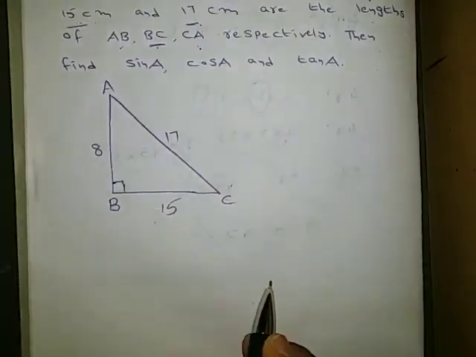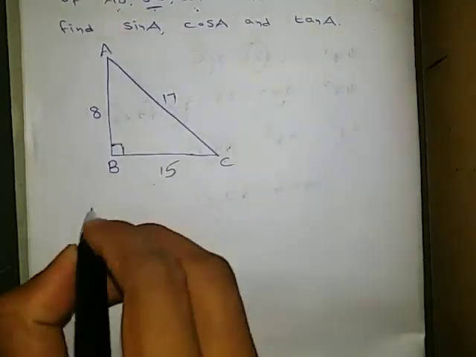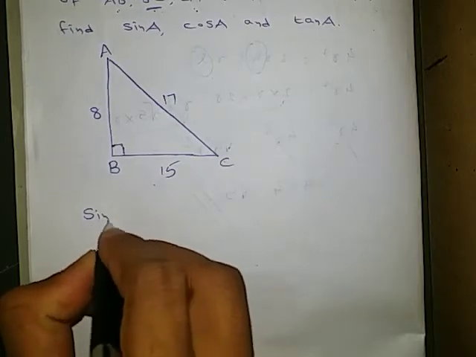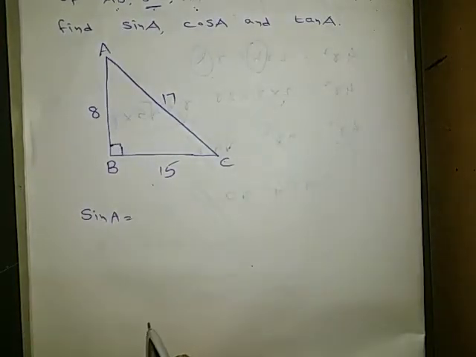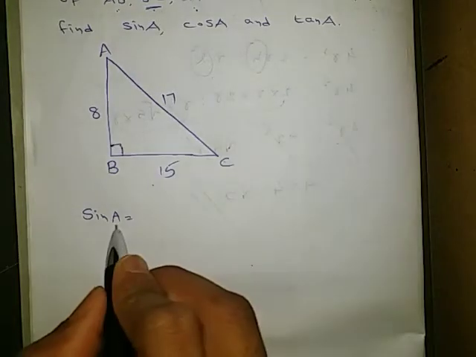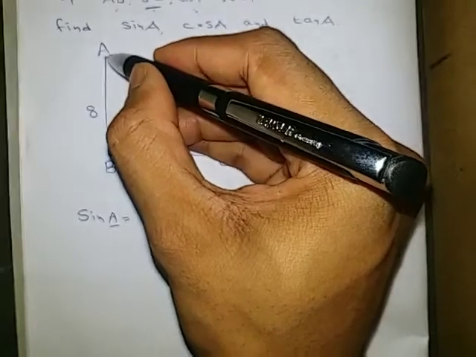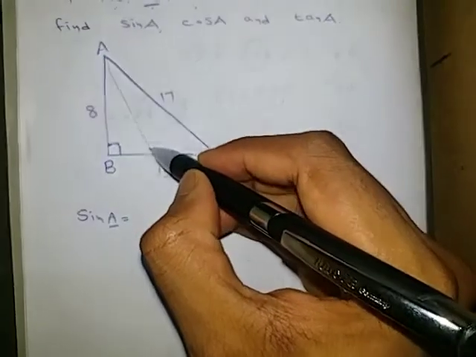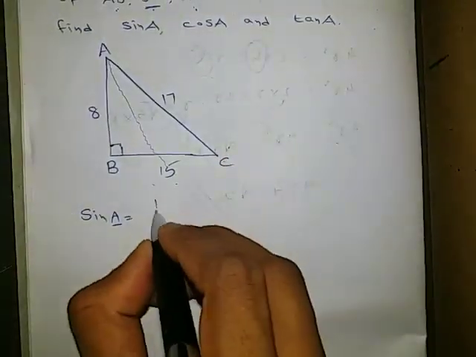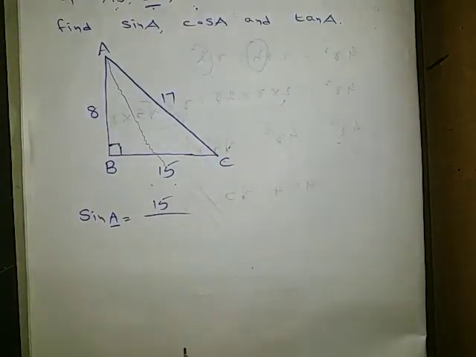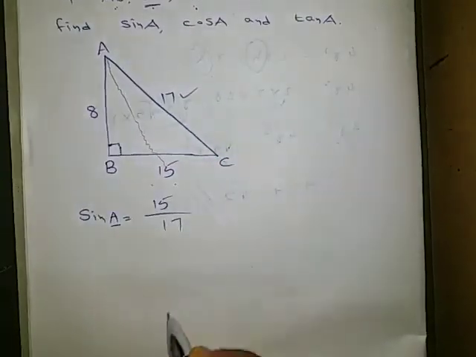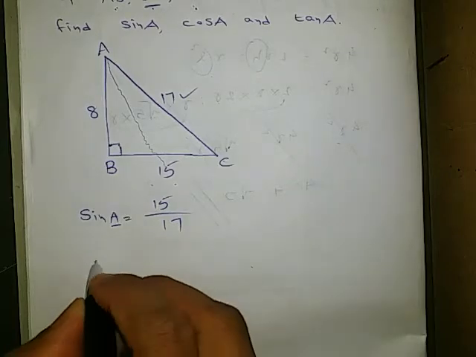First let us find the sin A value from the figure. Sin is nothing but opposite by hypotenuse. He is mentioning particularly the angle A, so we need to find for that angle A only. For angle A the opposite is 15 divided by hypotenuse 17. So sin A is equal to 15 by 17.